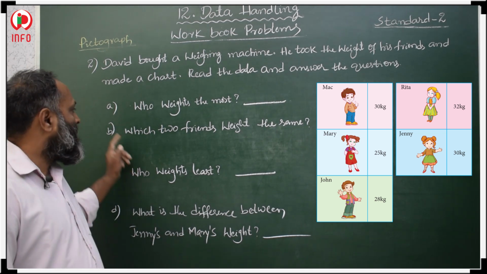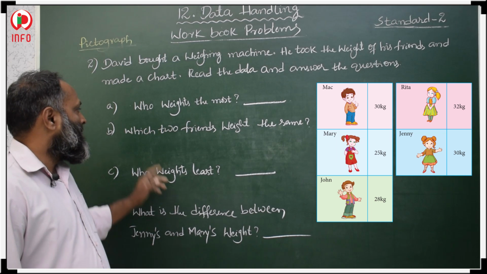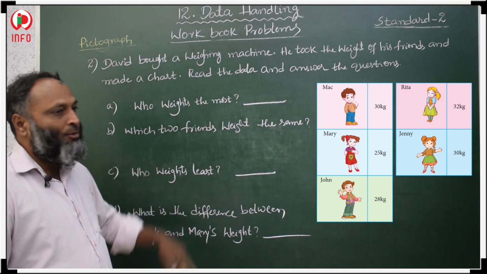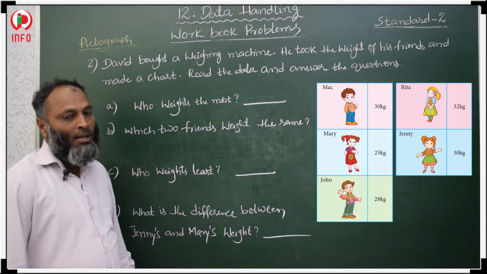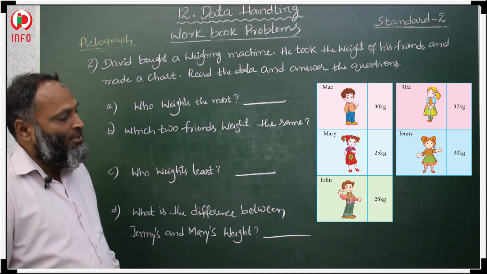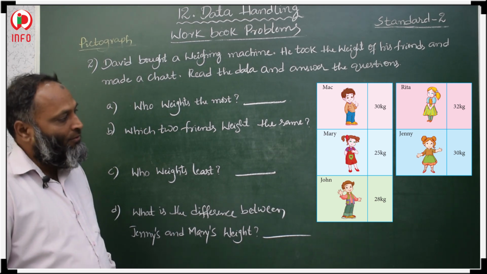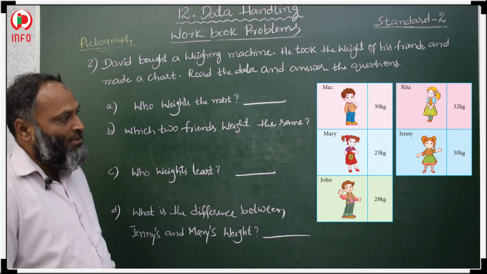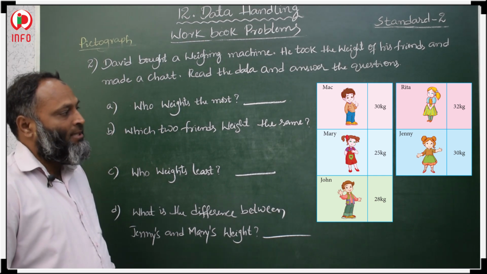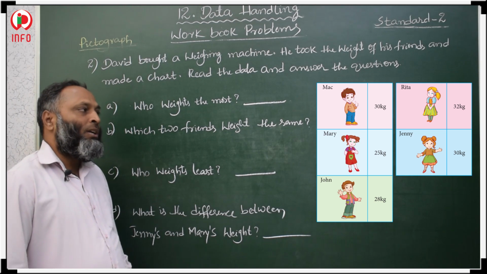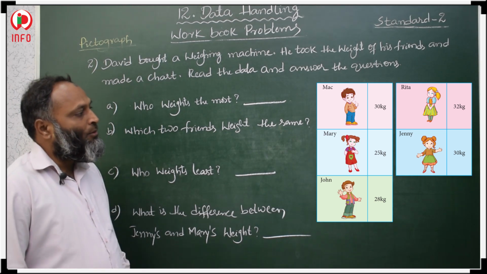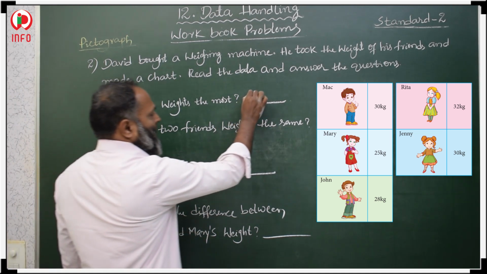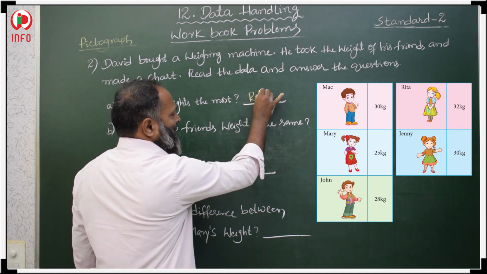And after that, questions based on that data. So what is the question? The first question, who weighs the most? Here, first see the numbers: 30 kg, 25 kgs, 28 kgs, 32 kgs and 30 kgs. In all, 32 kgs is the highest weight. Whose weight is 32 kgs? That is Rita. So Rita's weight is highest. That is the answer, Rita.